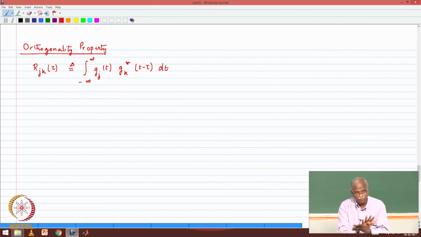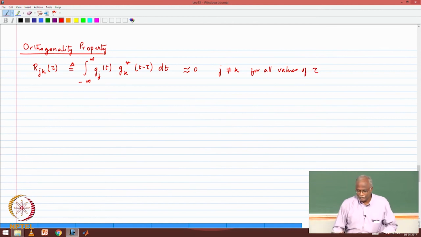Tau can be 0, and tau can have shifts as well. What we would like is for this to be approximately, or as close to, 0 whenever j is not equal to k, for all values of tau. This is a very important property: the property of mutual orthogonality. It's orthogonality, but between users.